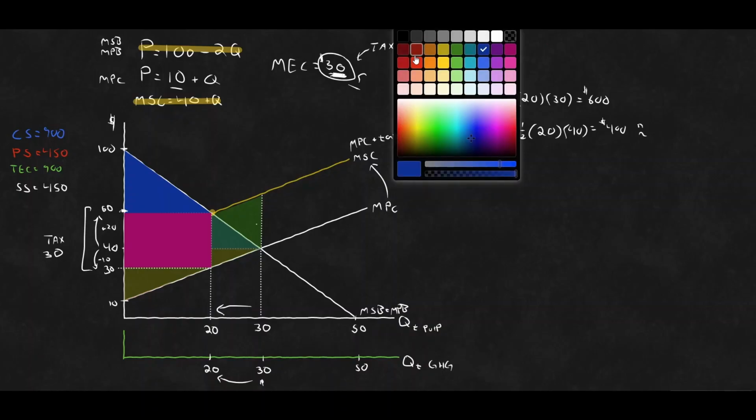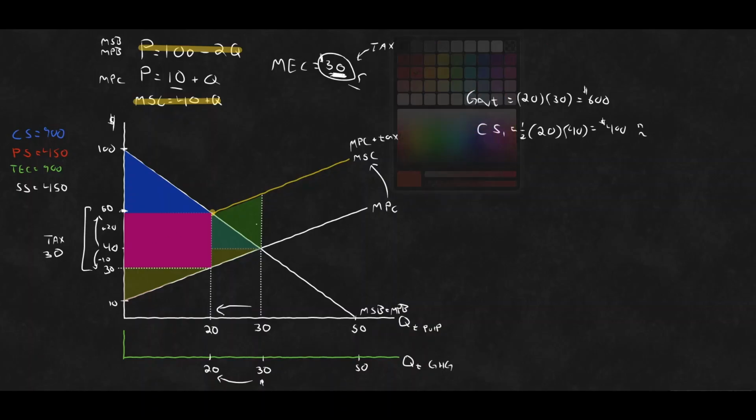What about our producers? Well, let's switch to red. Our producers are getting above their willingness to accept, below the price they do accept. So that's that red triangle there. So our producers are getting 1/2, they're producing 20, so 1/2 times 20 times a height of 30 down to 10. So 30 down to 10 is a height of 20.